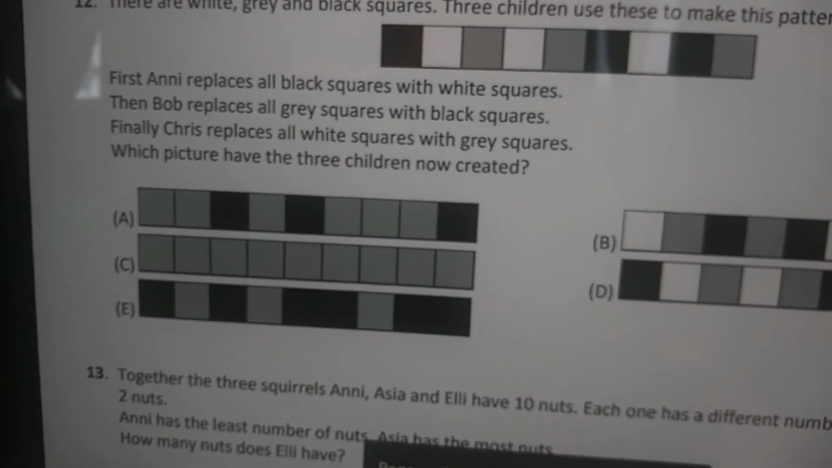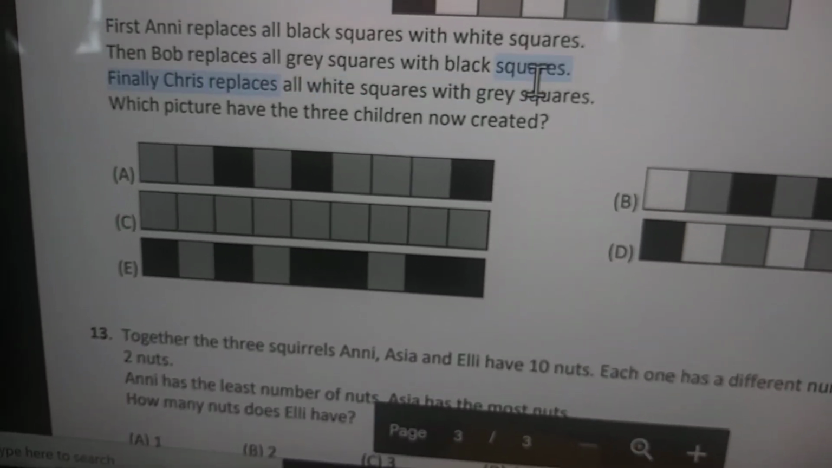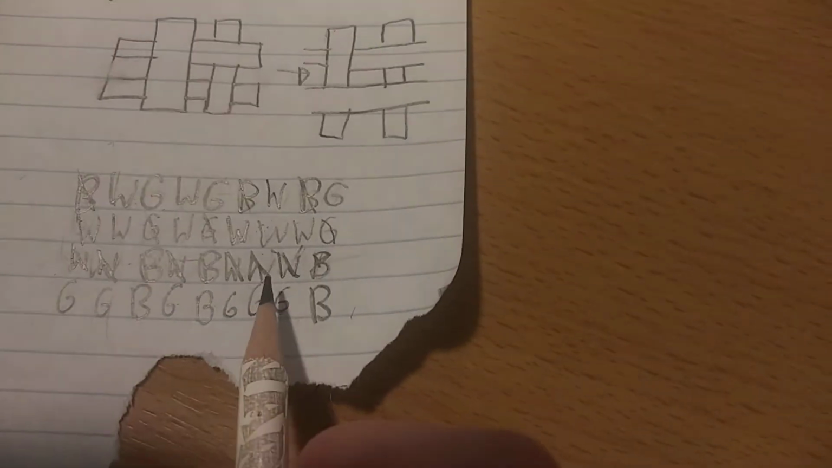So what is the next step? The next step states, finally, Chris replaces all of the white squares with the gray squares. So, yep, all these whites, they gotta change. So you gotta change this one W into a gray. As you can see right there. So all the W's are going to turn into G's to represent the grays. Alright. Okay guys, so this is what the product looks like after the final step. As you can see, you have gray, gray, black, gray, black, gray, gray, gray, black.